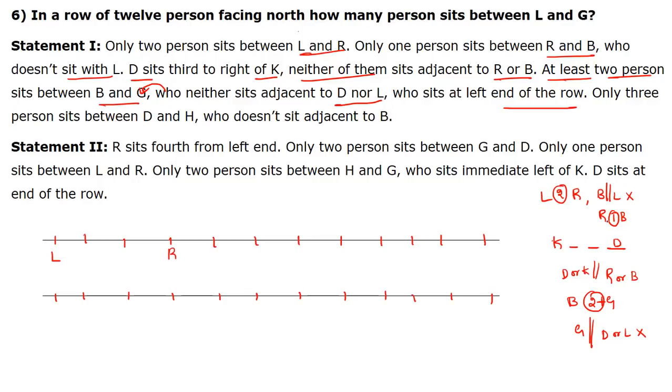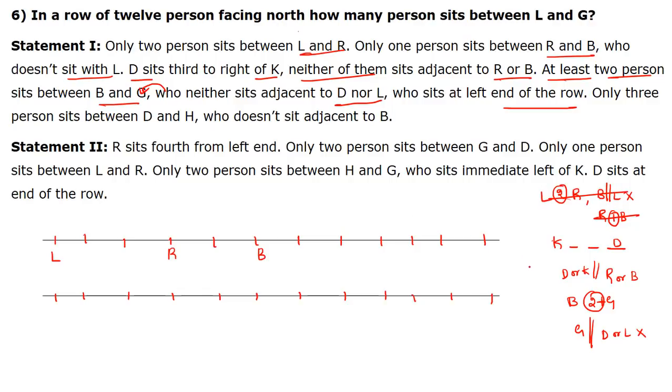Now between R and B there is a gap of one person. So R is here, one person, B can be here. So there are two possibilities, but then B cannot be an immediate neighbor to L. So therefore, B cannot be placed in one place. So B has to be at this particular place. I hope you got it. This is done. This is also done.